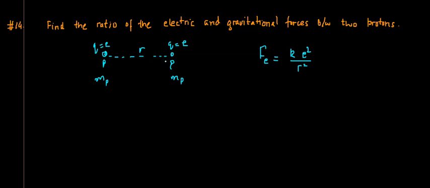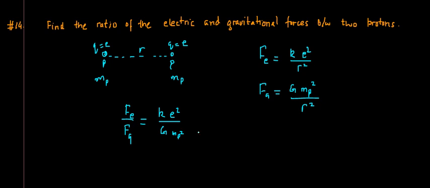Then you would also see, since these protons have masses as well, they must also have a gravitational attraction between them. So the gravitational force between them is simply G times mass of proton times mass of proton. This is m_p squared divided by r squared. So if you find the ratio, Fe by Fg, what do you get? This r squared and r squared cancel out. This is k e squared divided by G m_p squared.